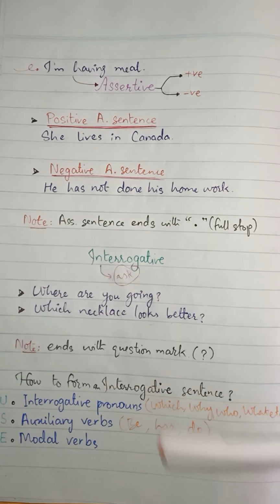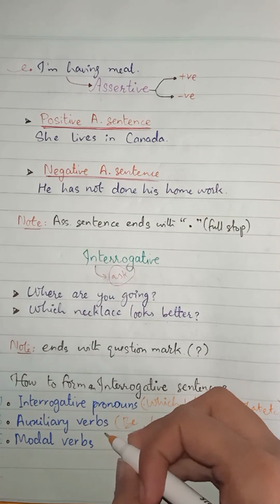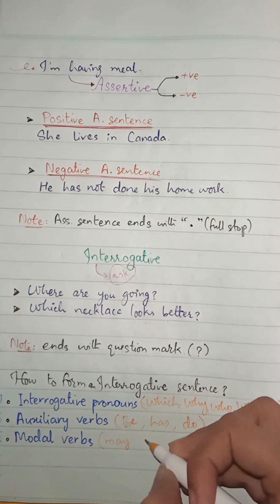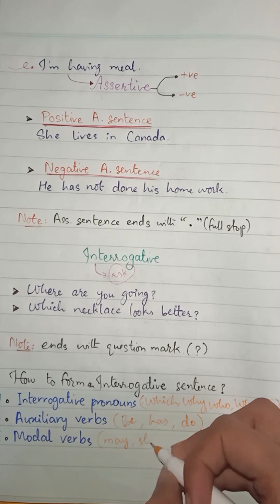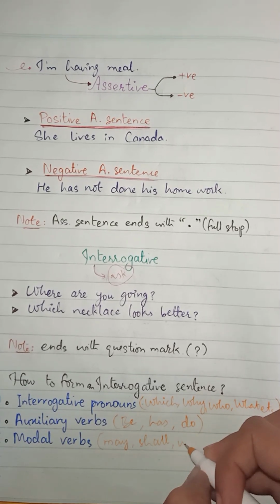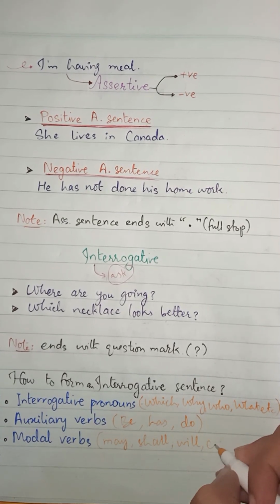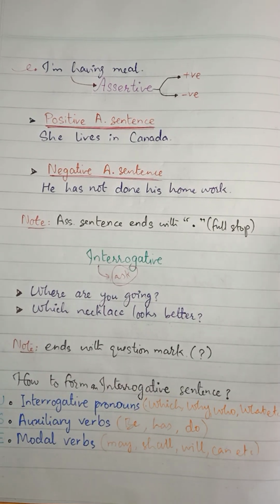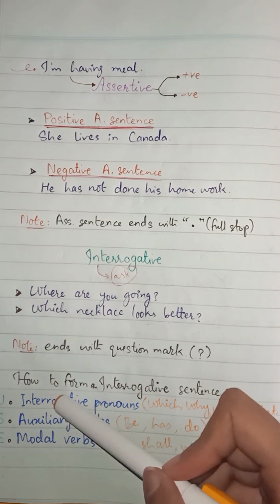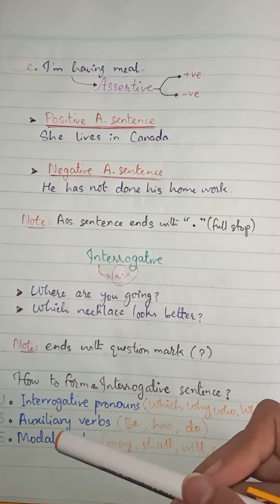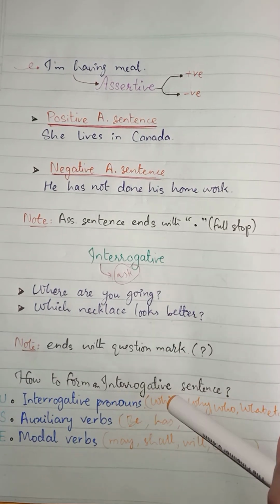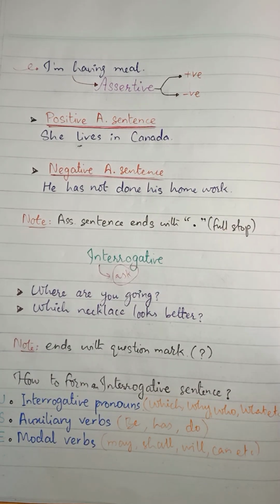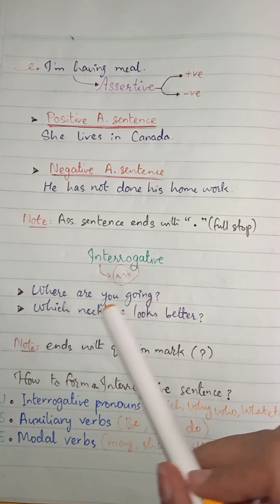And the modal verbs are may, might, shall, should, will, would, can, could, etc. So these are the modal verbs. These are the three ways basically through which you can form an interrogative sentence, right? So here are some examples.